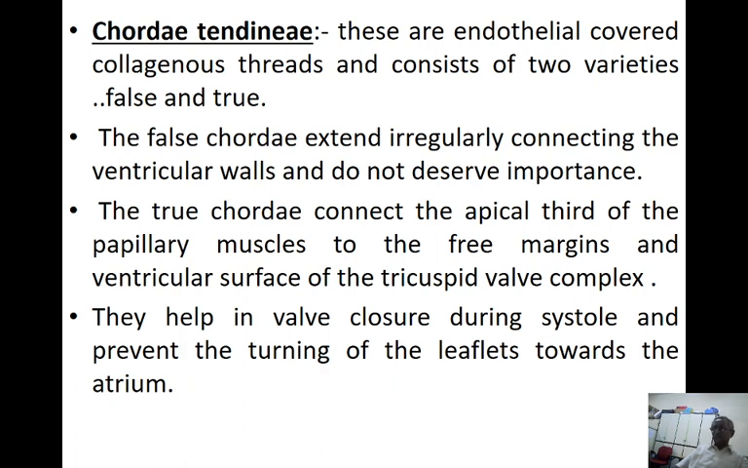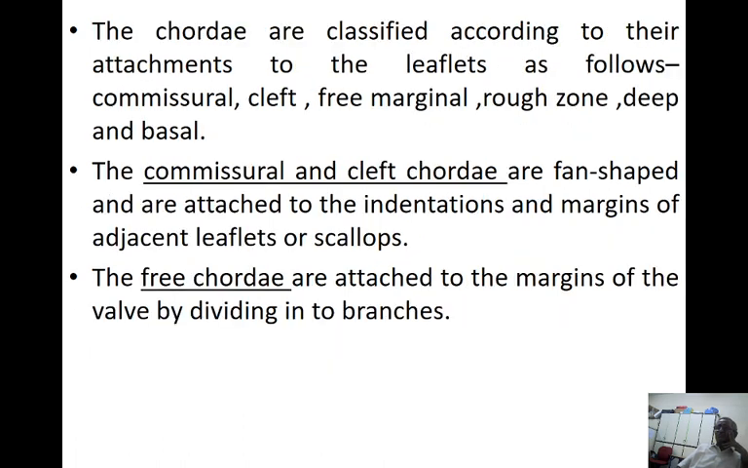That means during systole, the blood from the ventricle should go through the pulmonary trunk and it should not regurgitate into the right auricle. So only they are closing tightly during systole. The chordae are classified according to their attachment to the leaflets as commissural, cleft, free marginal, rough zone, deep, and basal.